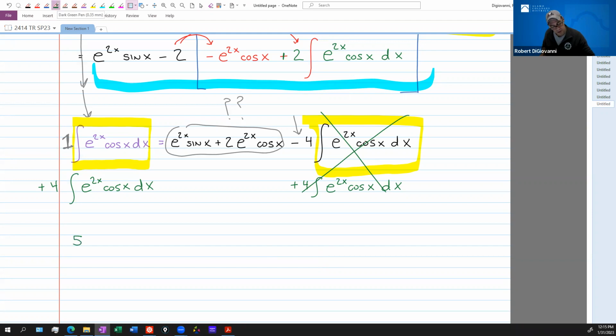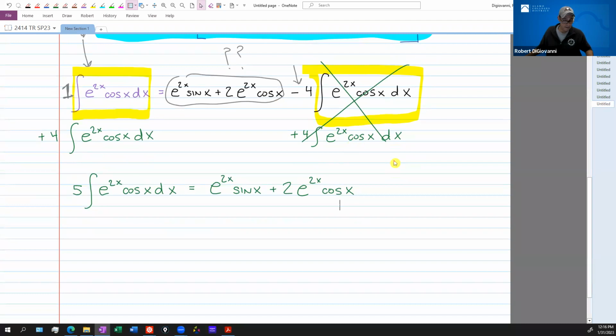All right, so I put those together. I have 5 of them now. And notice on the right-hand side, I no longer have any integrals, right? What do you think my last step is? Divide by 5. Divide everything by 5, both sides of the equation.